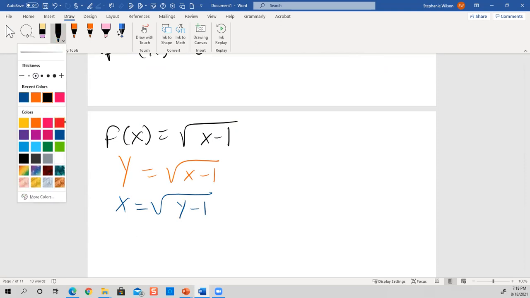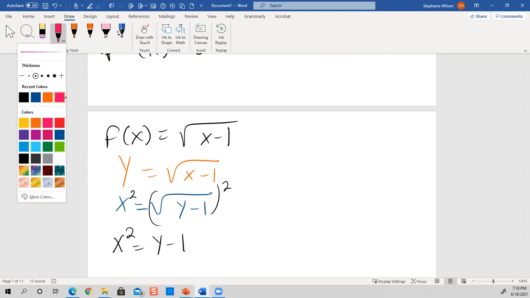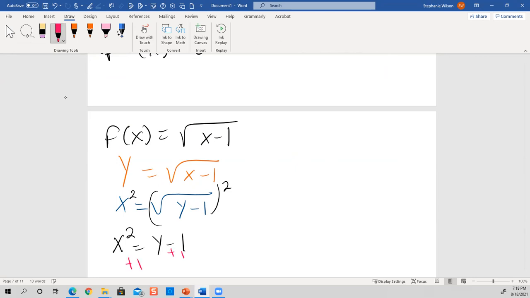When I solve, I have the square root going on here. I have to undo it because y is inside it. I can't solve for y as long as it's inside that square root. So what I know is I can raise it to the power. If that was a cube root, I'd raise it to the 3rd power. What I do to one side, I do to the other. So now I have x squared is equal to y minus 1. Let's add the 1 to both sides. And now my f inverse of x is x squared plus 1.